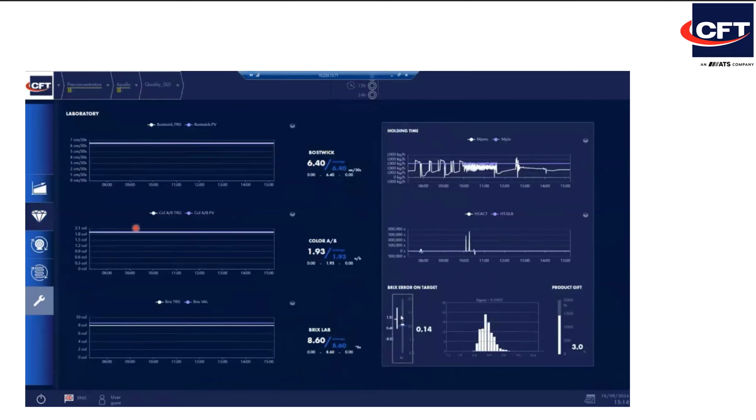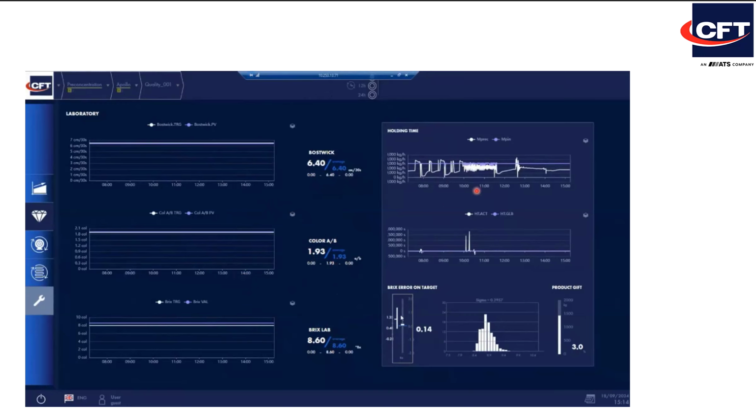As we dive into the next menu, the menu regarding quality, again, these data were stored typically in the lab, pretty far away from the machinery control room, but now they're all managed in the cloud and brought at the disposal of the operator. So we can see Bostwick, color, and bricks taken in and the time where they were taken, and also what the reference value was. The color is currently at 1.93 over a target value of 1.93.